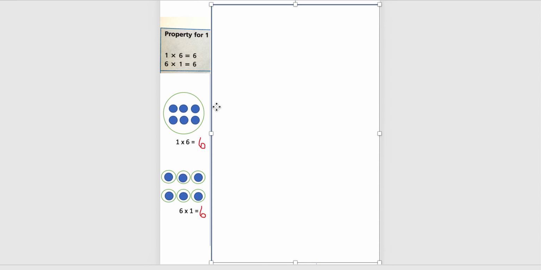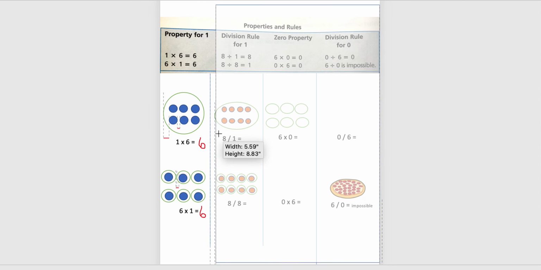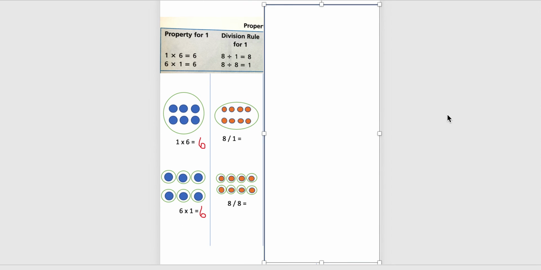Okay, so now that we have talked about the property for 1, let's look at the division rule for 1. The division rule for 1 is also kind of telling us a certain thing as well. When we divide, we're just breaking something into a certain number of piles. So our first number, our total, the biggest number, is called our dividend. What we are dividing by is called our divisor. So our divisor is how many groups we want to break this into.